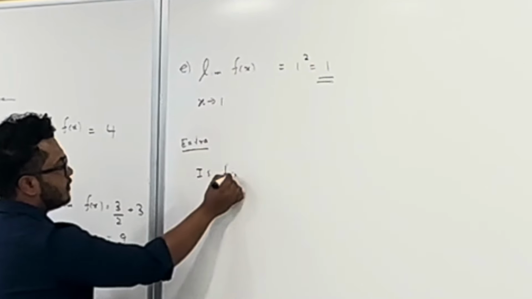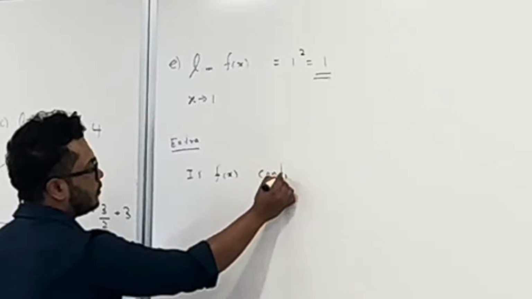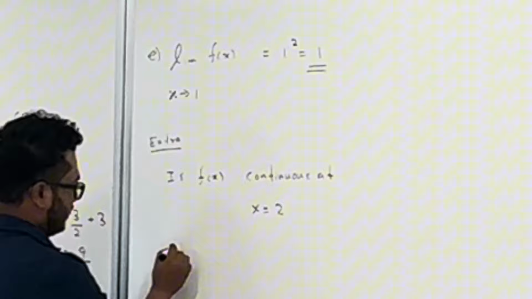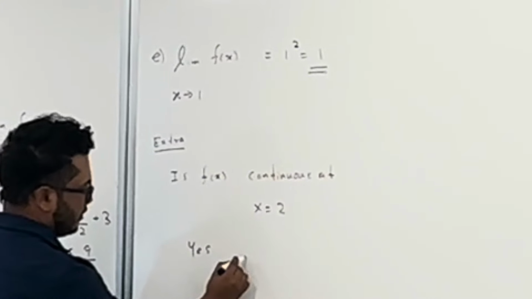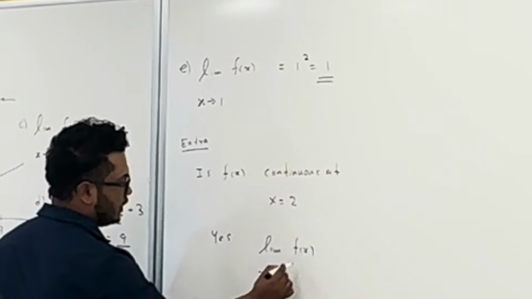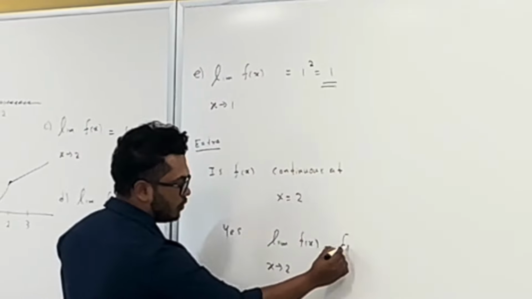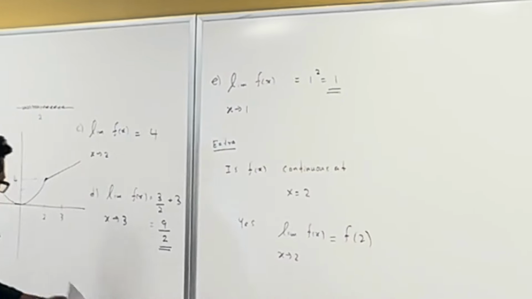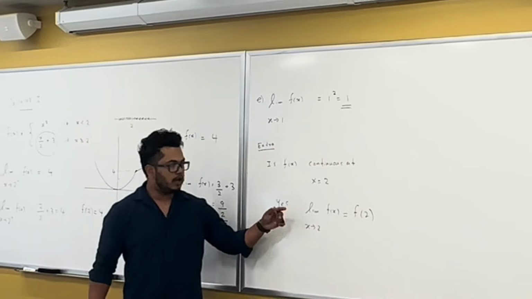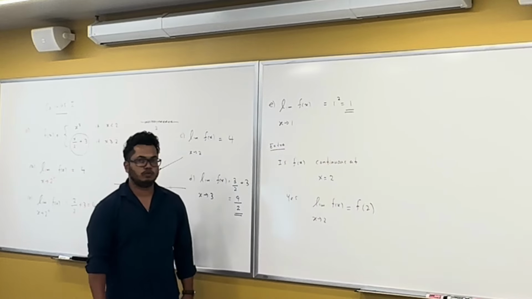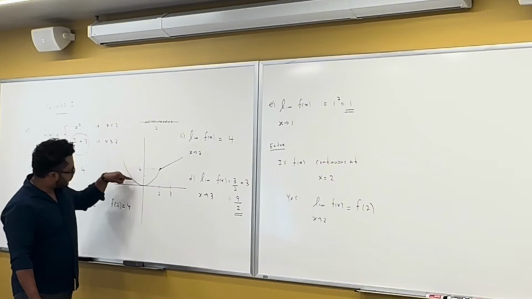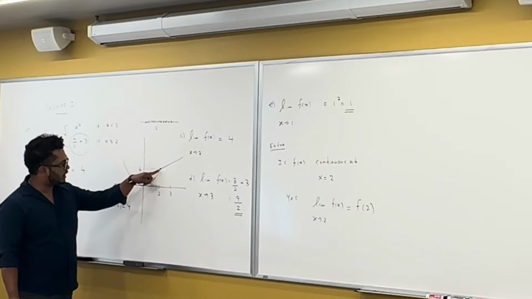Okay, so an extra question I can ask: is f(x) continuous at x equal to 2? Like I say, yes. The reason is the limit of f(x) when x goes to 2 is 4 and it's equal to the function value at 2. Since it satisfies this condition, I can say it's continuous at 2. There's no break, there's no hole at 2. This function stops right here and the other function starts at the same point.